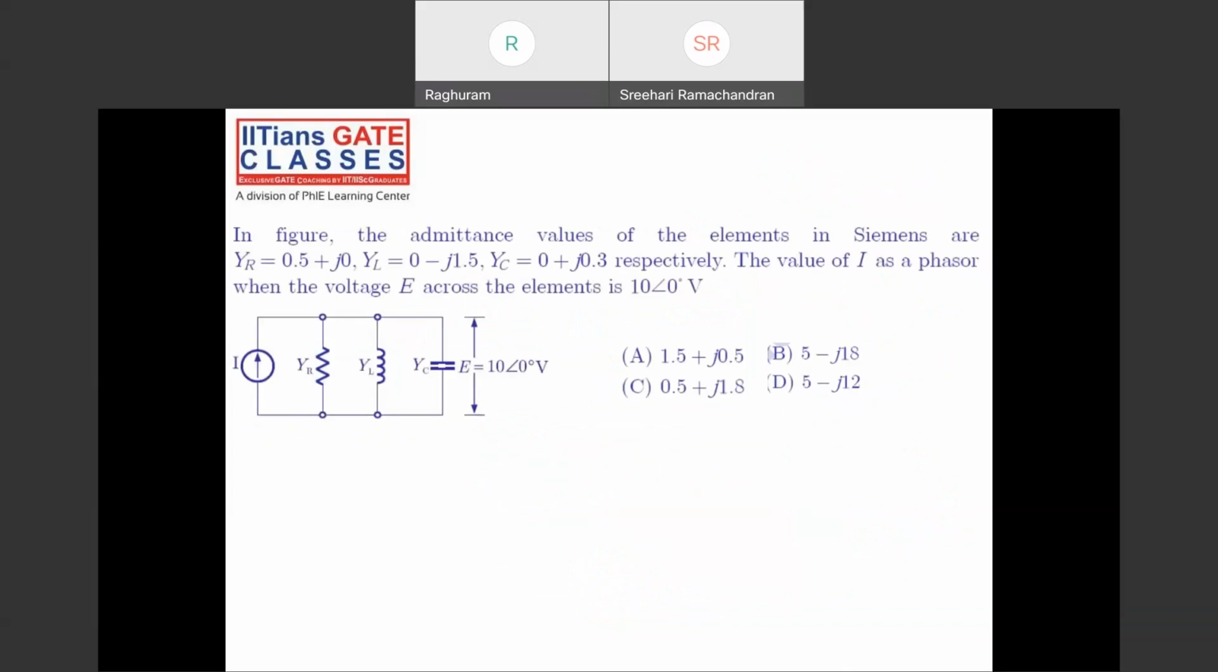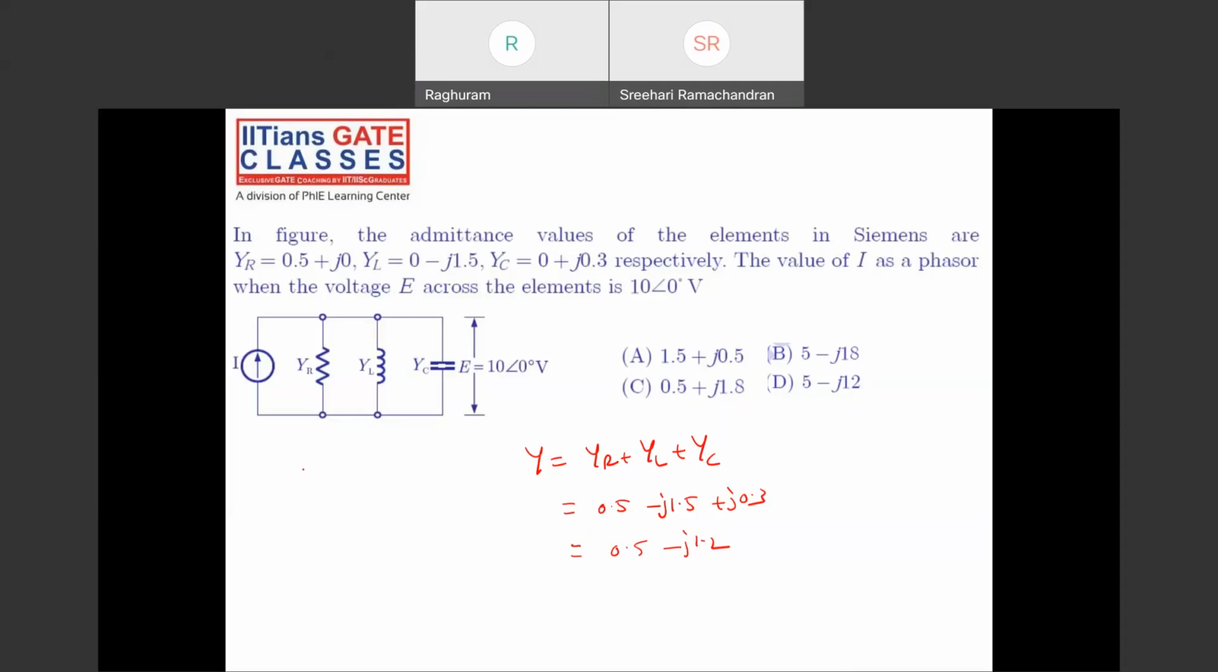In the figure, the admittance values of the elements in Siemens, YR, YL, and YC, are given. Find the value of I as a phasor when the voltage E across the element is 10. Again, a simple one. Total Y is equal to YR plus YL plus YC. Admittances, right? You can directly add them. 0.5 minus j1.5 plus j0.3 will be 0.5 minus j1.2.